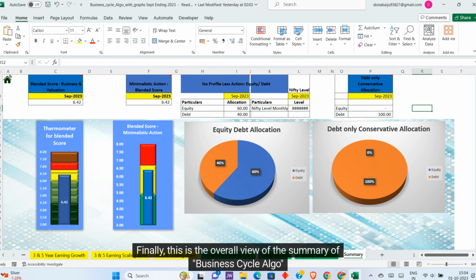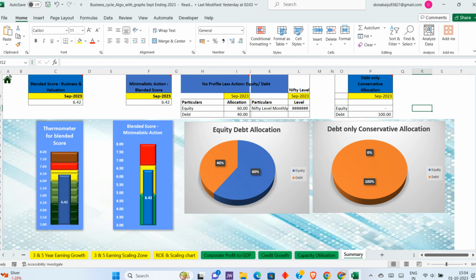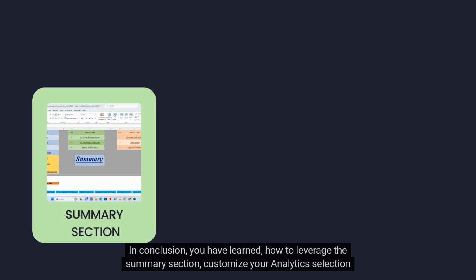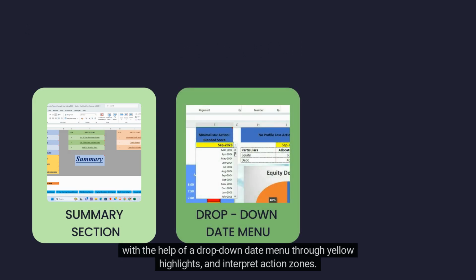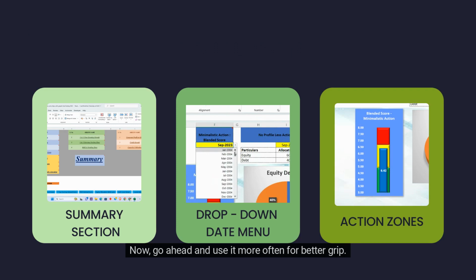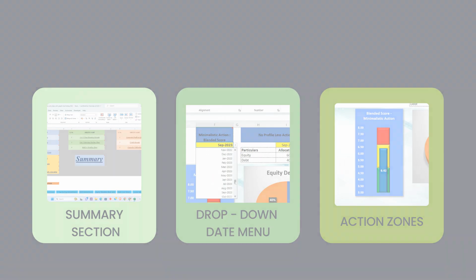Finally, this is the overall view of the summary of Business Cycle Algo. In conclusion, you have learned how to leverage the summary section, customize your analytics selection with the help of a drop-down date menu through yellow highlights, and interpret action zones. Now, go ahead and use it more often for better grip.